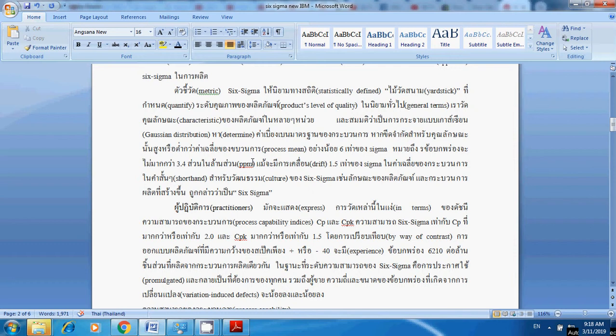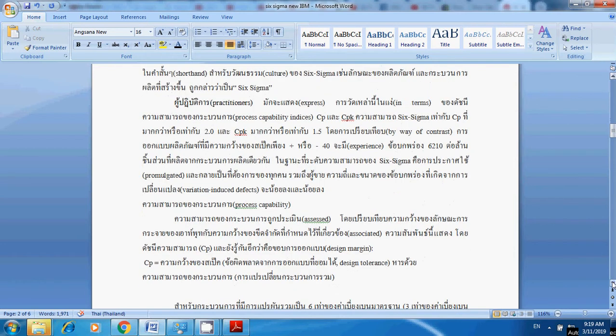Even if there is a 1.5 sigma shift in the process mean. A shorthand for the culture of Six Sigma: for example, when the characteristic of the product and the process of production is created, we say that this is Six Sigma. Practitioners often express the measurement in terms of indices.